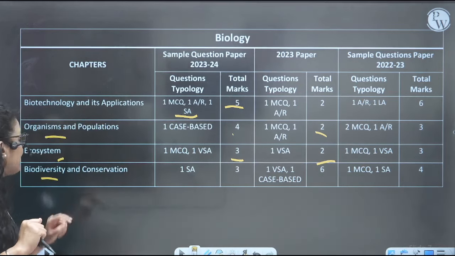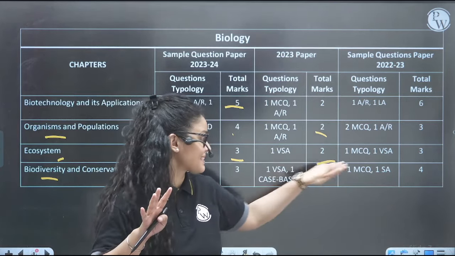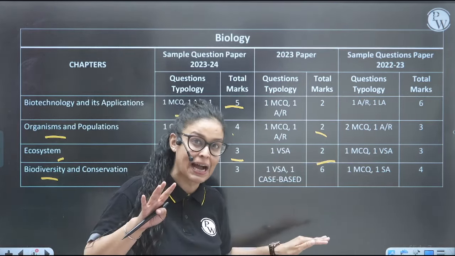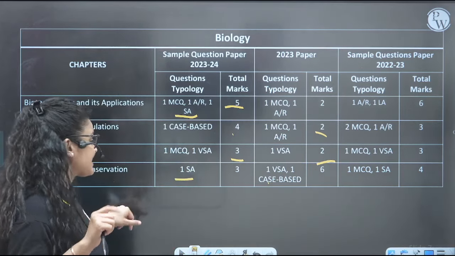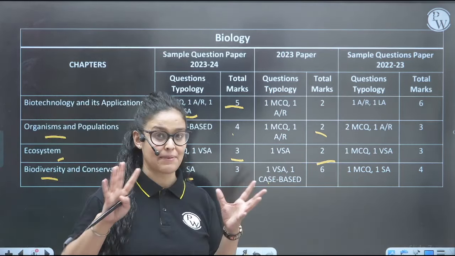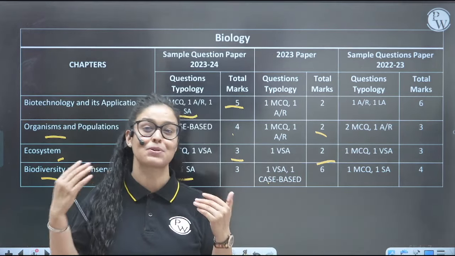So let's see biodiversity and conservation. Last year 4 in sample papers, 6 marks question in the actual exam. That too, case based study and very short type. And this time they have asked 3 short answer type questions. So you can imagine what kind of questions and what kind of weightage these chapters would be having.